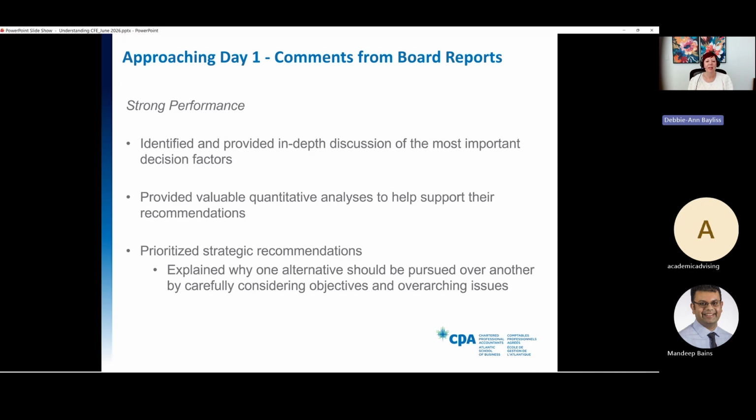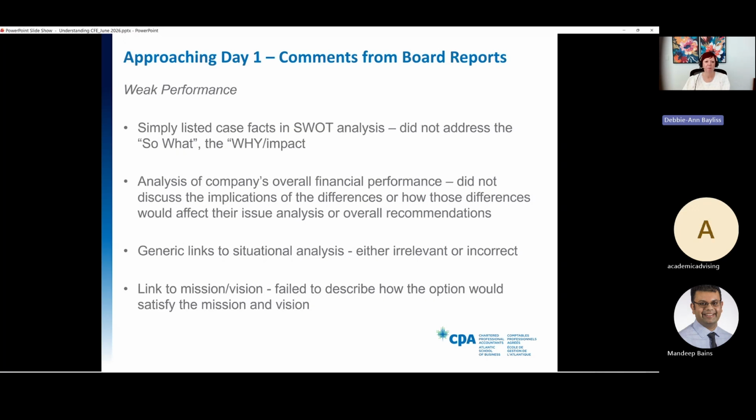Strong performance provided valuable quantitative analysis. So they used an appropriate tool to provide information to the board so that they had a clear sense of whether implementing that option would help them achieve their objectives. They prioritized their strategic recommendations. So they explained why one alternative should be pursued over another, again using the rationale behind the ability to achieve the objectives and to address those overarching issues.